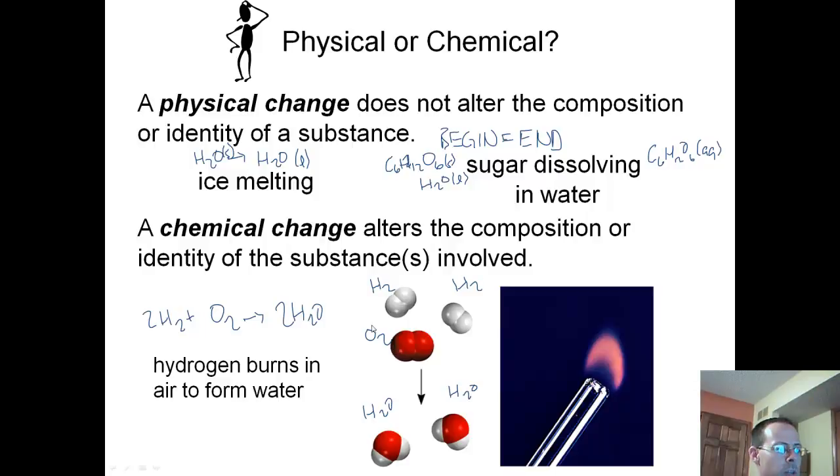So in this reaction we start with 3 different elements. We have 2 hydrogens and an oxygen, and we end with 2 compounds. We might say we have 2 different types of elements, and we end with a compound. But regardless, we begin with one thing and we end with something else.